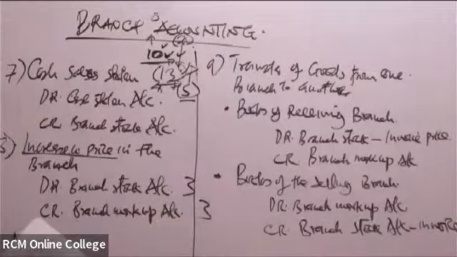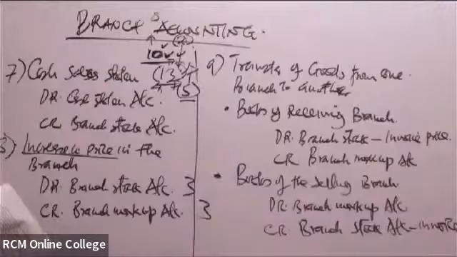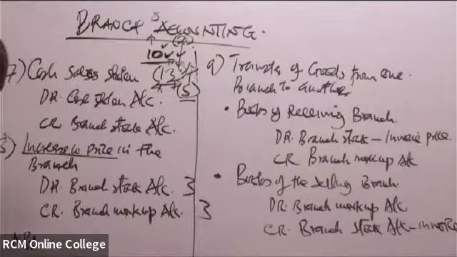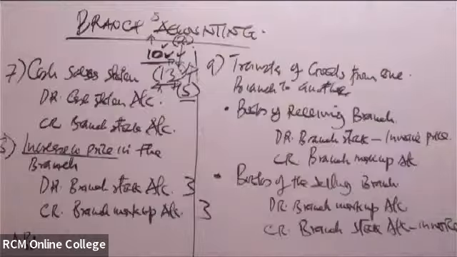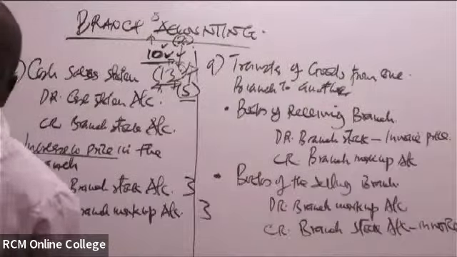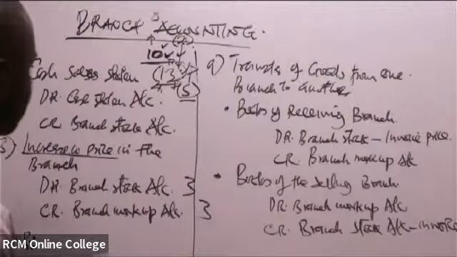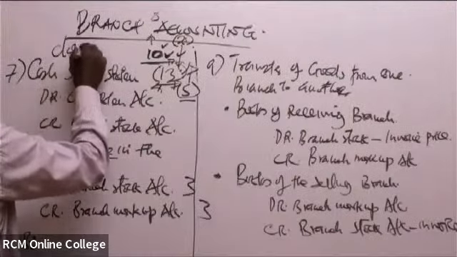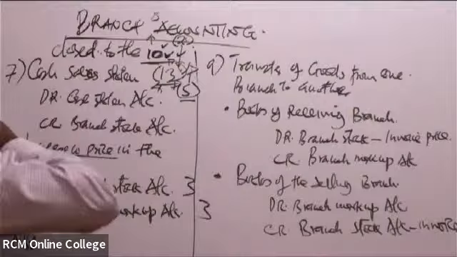The balancing figure in the goods sent to the branch accounts will be the purchases, and it will be closed to the purchases account.